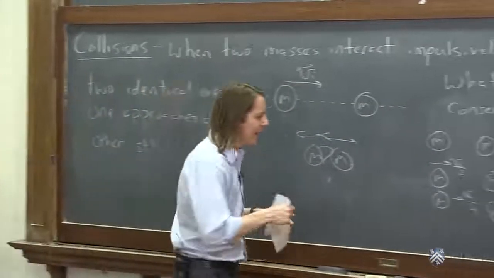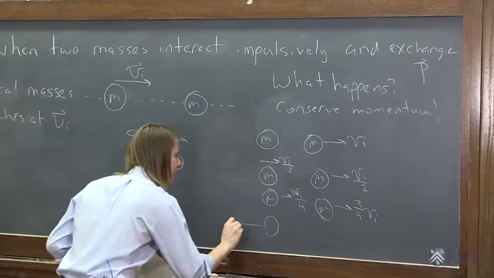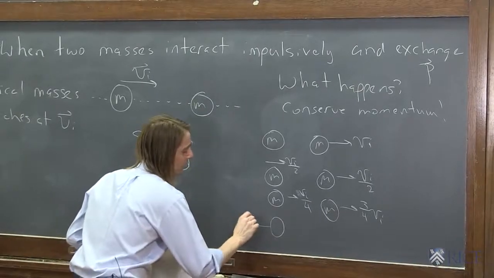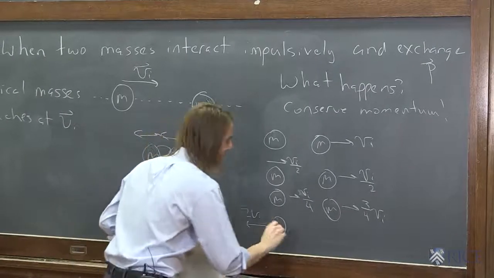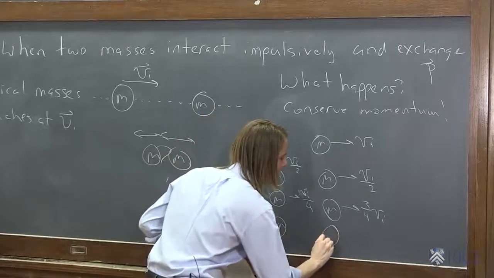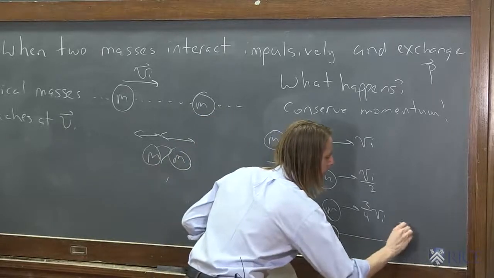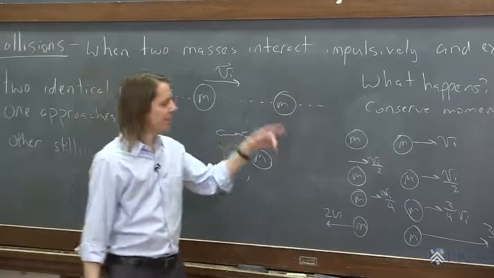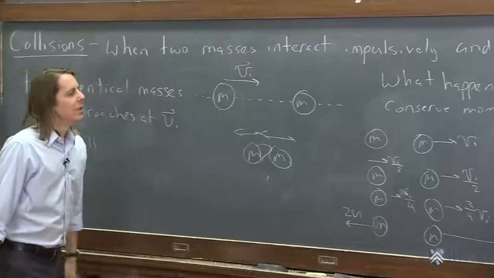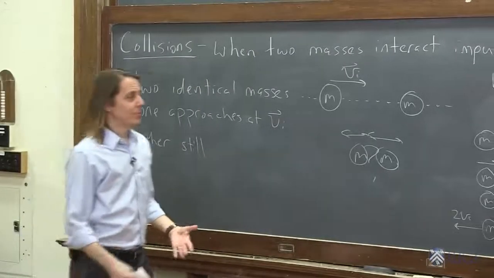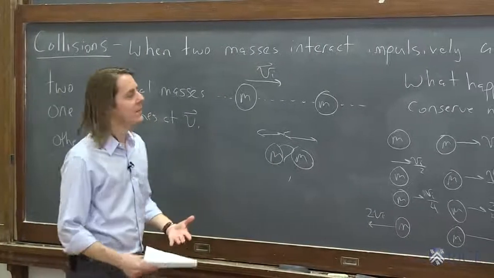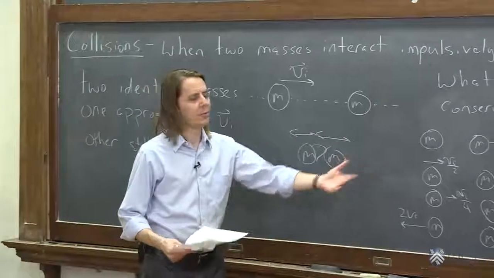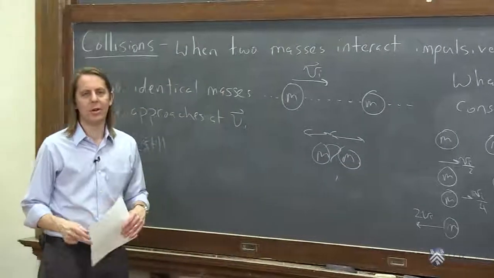You could even have this one bounce backwards at 2 vi, as long as this one bounces forwards at 3 vi. Because then the final momentum would be m times vi. So as you can see, conserving momentum is important, but it's not enough. We need more information to decide which one of these is going to happen.